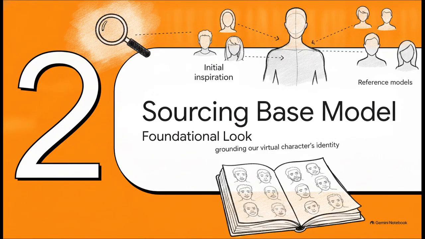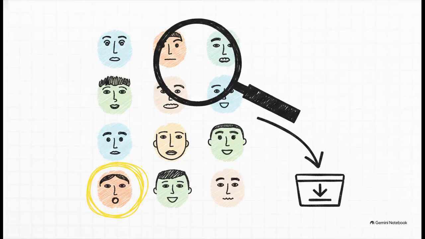Moving to Section 2, Sourcing your base model, finding that foundational look. All right, so here is our very first actionable step. This workflow points us straight to Pinterest. You just hop onto the platform and start selecting a reference model from social media to establish a consistent visual identity. Basically, find a style or a facial structure that you really like and just download that image. That single downloaded photo is going to serve as the structural foundation for your completely new original AI persona.